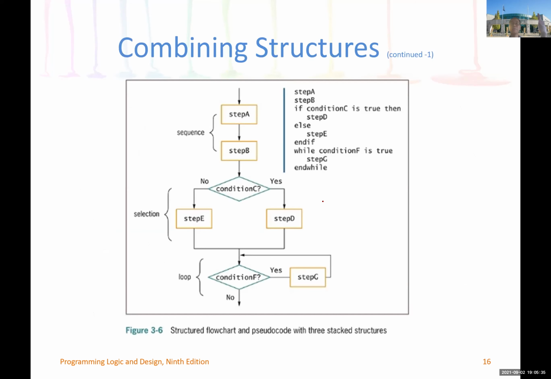Okay, so here you see an example of combining structures. You can look at this one. This one is the sequence. You have everything in order. This one is a selection here. You check: yes, do something; no, do something. And this one is a repetition. You check the condition: yes, do it; yes, do it; yes, do it; no, exit here.